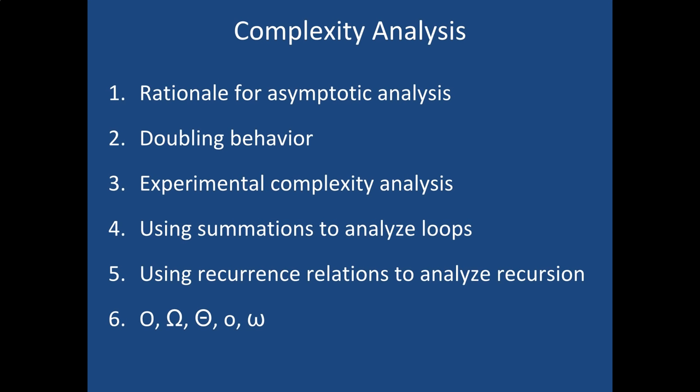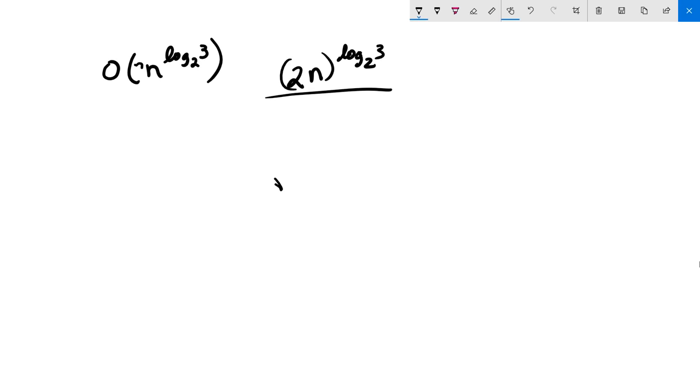Okay, what's the complexity of Karatsuba? Log base 2 of 3, right? Okay, so let's figure out the doubling behavior of Karatsuba. How would we do that? Basically we would compare (2n) to the log base 2 of 3 and divide it by n to the log base 2 of 3. So we just compute the ratio if you double n.